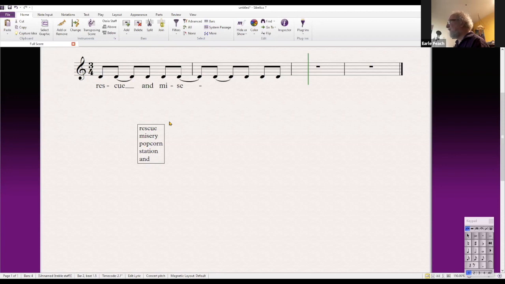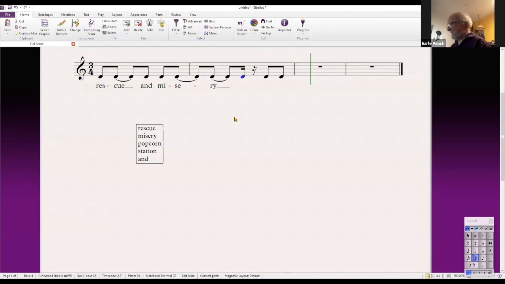And this one's tied to the one before it. Misery. And now we've got the words popcorn and station, and we only have 3 notes to fit them in. How about we turn this into 2 16th notes? Now we have 4 notes. But popcorn takes way longer to say than station, so we're going to put station in the 16th notes. You could say popcorn station, but it's way more fun to say station popcorn, right?